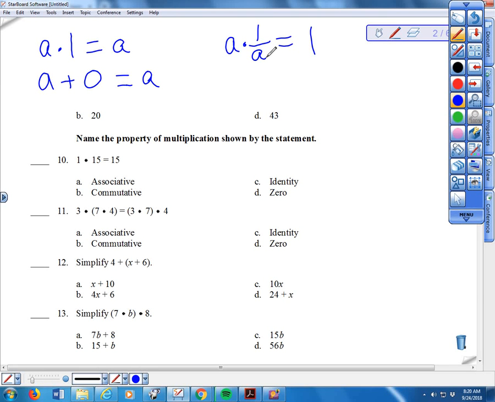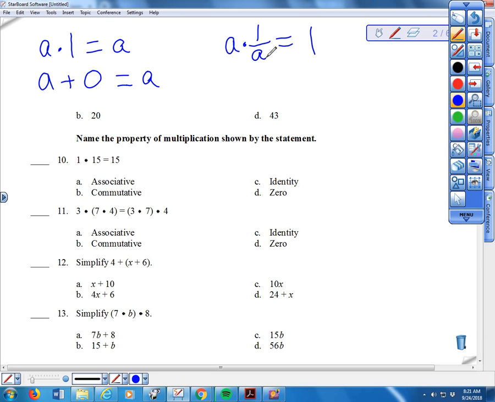Which is why when we undo multiplication, we multiply by the reciprocal, because a number times its reciprocal is always 1, and that's how we get rid of that number on the left side when we're moving it to the right. Yes? Multiplicative inverse. So this is the inverse property of multiplication.